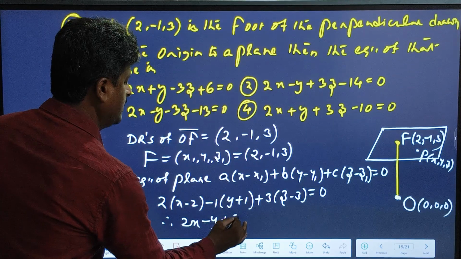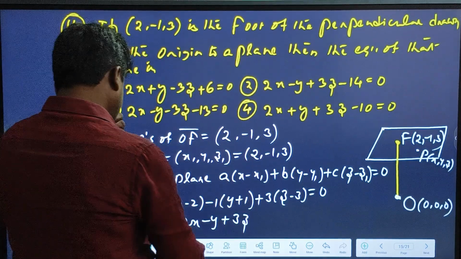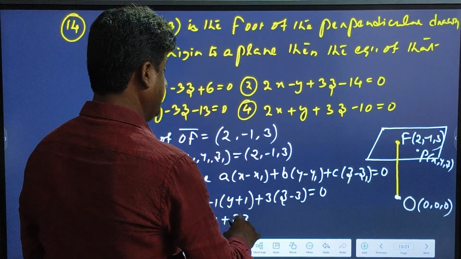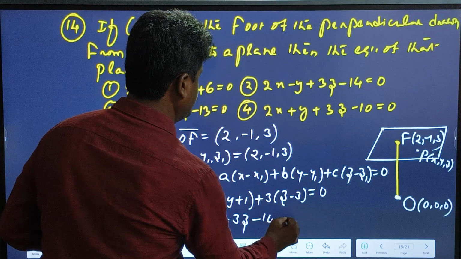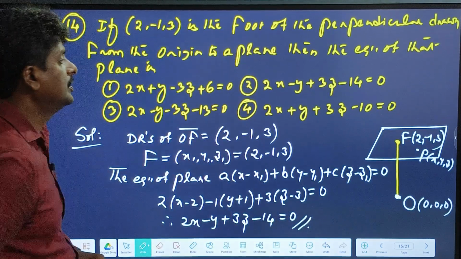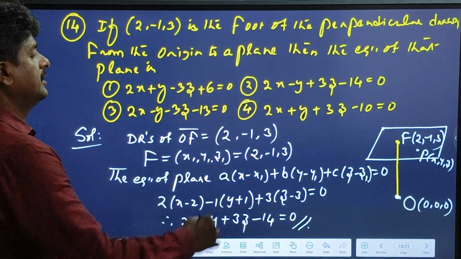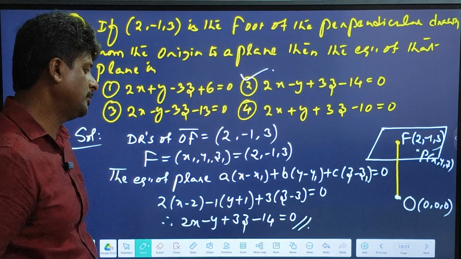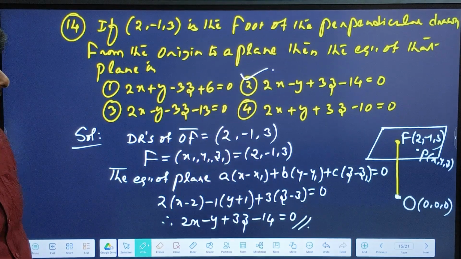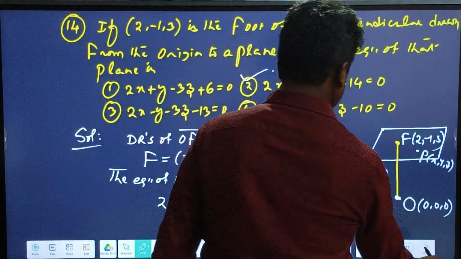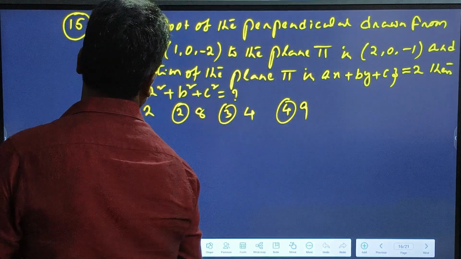2x minus y plus 3z minus 4 minus 1 minus 5 minus 9 minus 14 is equals to 0. So that is there in second option. Second option is right answer. Okay. Next, question number 15.